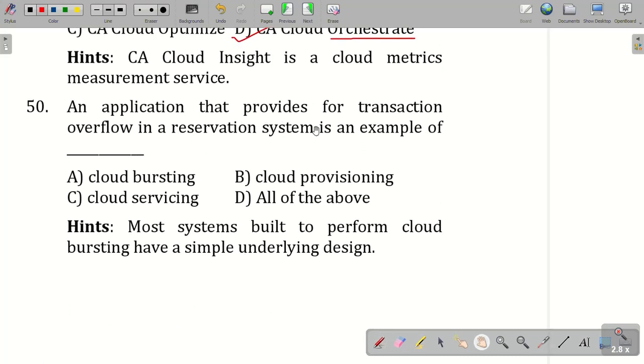An application that provides for transaction overflow in a reservation system is an example of bursting. Have a simple underline. The correct answer is cloud bursting.